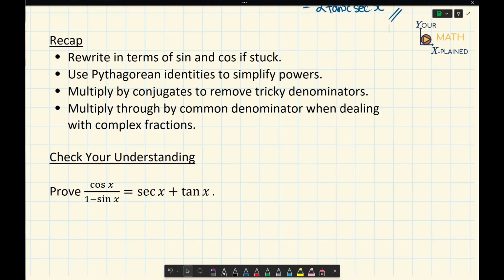And now it is your turn to give this a try. Can you prove this identity on the screen here? Make sure to leave your answer in the comments below and let us know if you'd like to see more content on proving trig identities in the future.